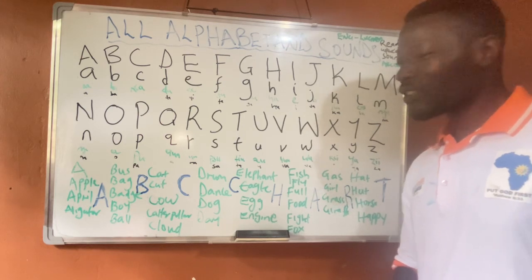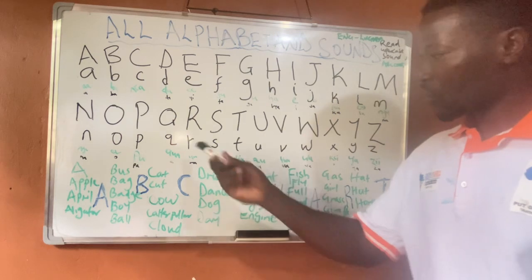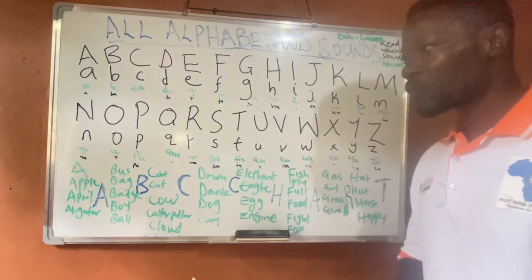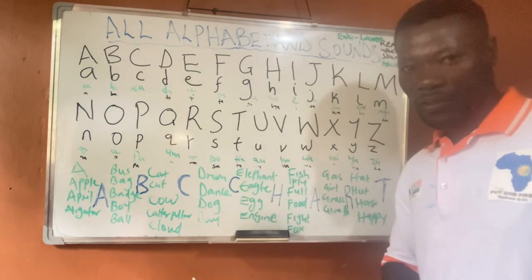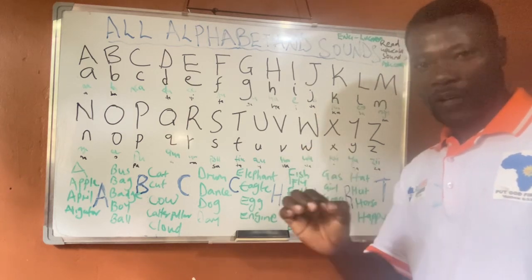In Luganda, there are some alphabets that are excluded, like the Q, the X, but that's another topic for another day. For today, we're just going to look at alphabets.